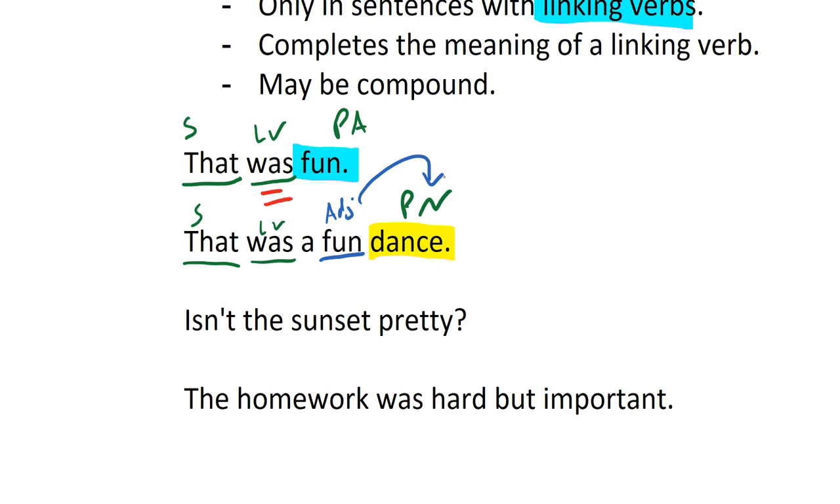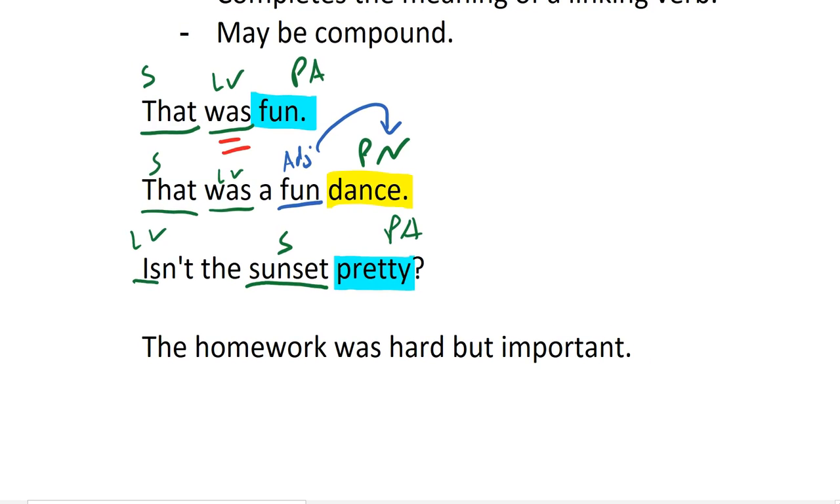The third sentence, again, it's a question. So find the subject first. Sunset is your subject. Verb is the word is. It's a linking verb. Remember, the n't is your adverb. And then the predicate adjective here is the word pretty. Sunset equals pretty.